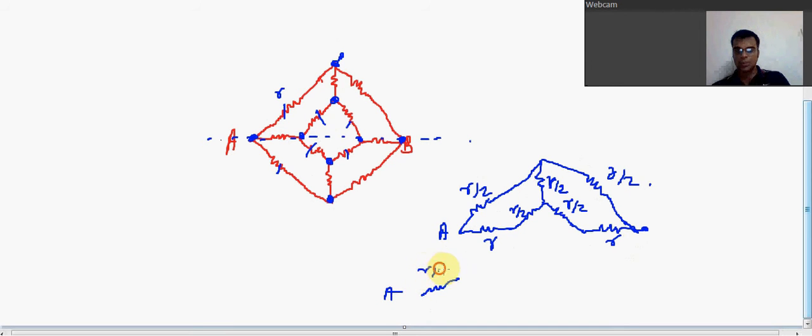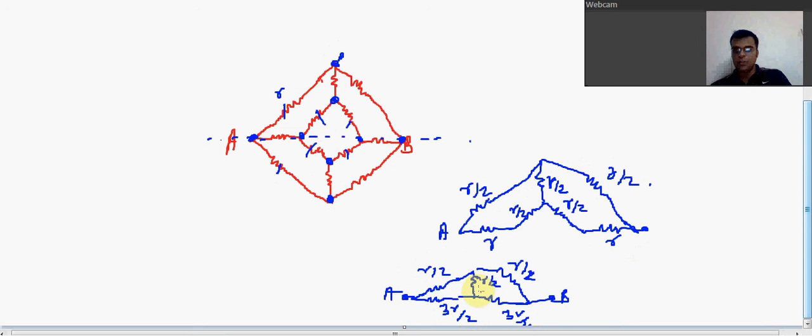this is R by 2, this becomes 3R by 2, this is R by 2, this becomes 3R by 2, and this becomes R by 2. This is point B, this is point A.